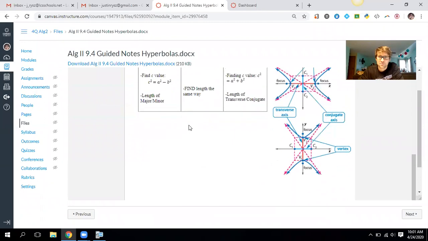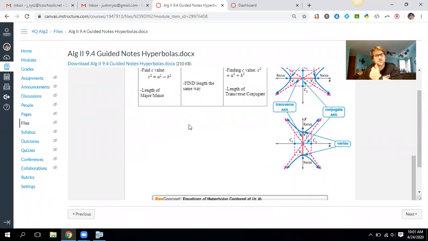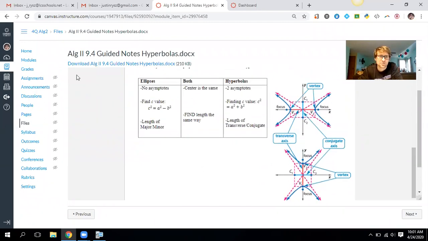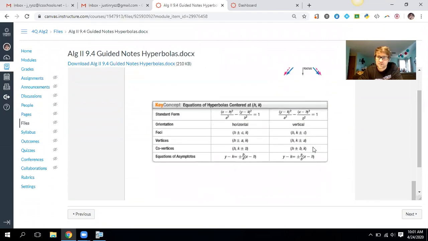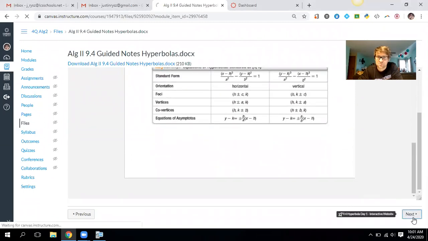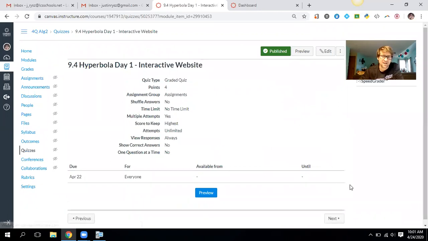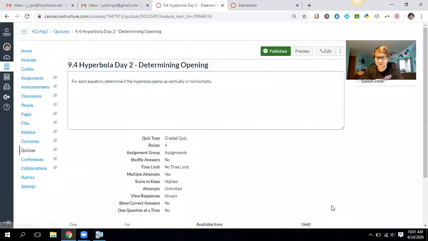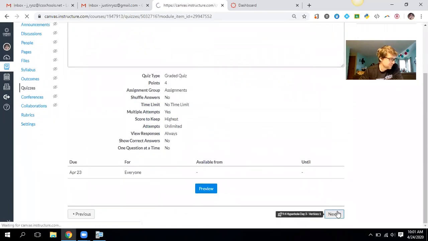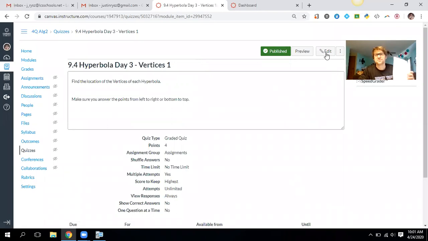So one thing you guys will notice here, hopefully you noticed yesterday with the equations, is that the direction of the parabolas matters. Whether the x goes first and it opens horizontally, or if the y goes first and it opens vertically. So that's going to determine how we get our answers.